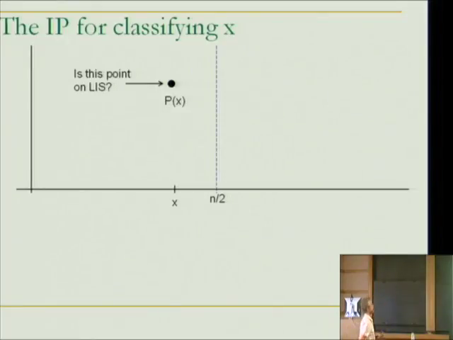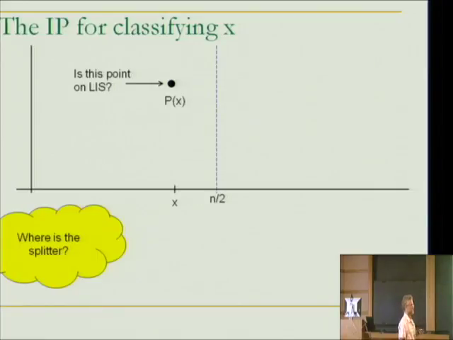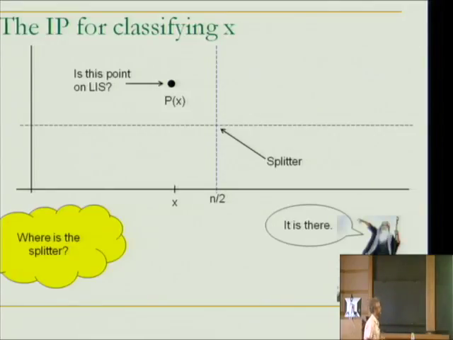So now let's look at it this way. Here's this point we want to know is on the LIS. That's my question, but I'm not going to tell the prover which point I want to know. I'm keeping that secret. I ask him to choose one LIS, because maybe there are many, and have it in mind. The question I want answered is this, but if I ask him directly, he might lie to me. So here's what I ask instead: where's the splitter? In other words, where is the point on this n over 2 line where... The prover says it's there.